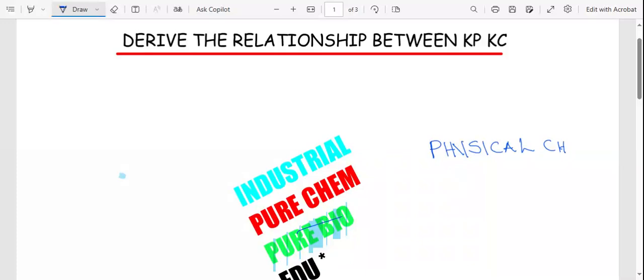So we are looking at the derivation of the relationship between Kp and Kc. In analytical chemistry and physical chemistry, you look at this. Even in biology, you talk about this. In general, we are deriving the relationship between Kp and Kc. We want to look at the relationship now.